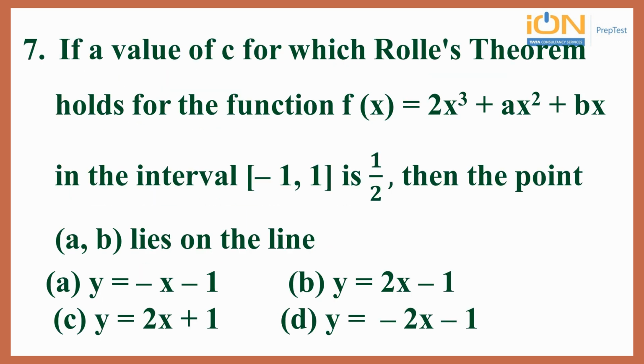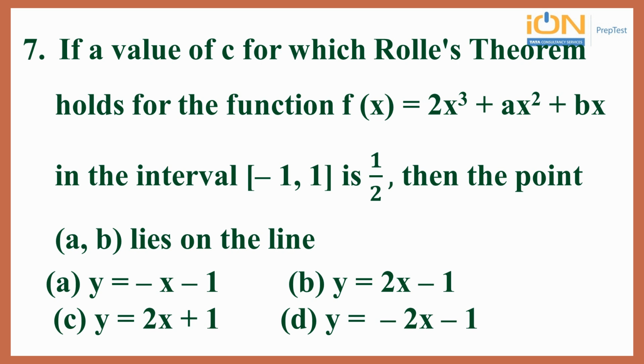Let's move to the next question, question number 7. If a value of c for which Rolle's theorem holds for the function f of x equal to 2x cubed plus ax square plus bx in the closed interval minus 1 comma 1 is half, then the point a comma b lies on the line y equal to minus x minus 1, that's the first option.